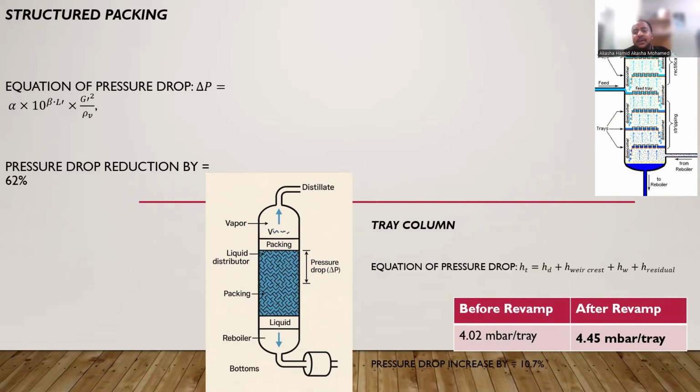On the other hand, for the packed column, Skulls reported that the Raschig super ring reduced pressure drop by approximately 62% compared to conventional packing, meaning vapor flows much more easily through the column.